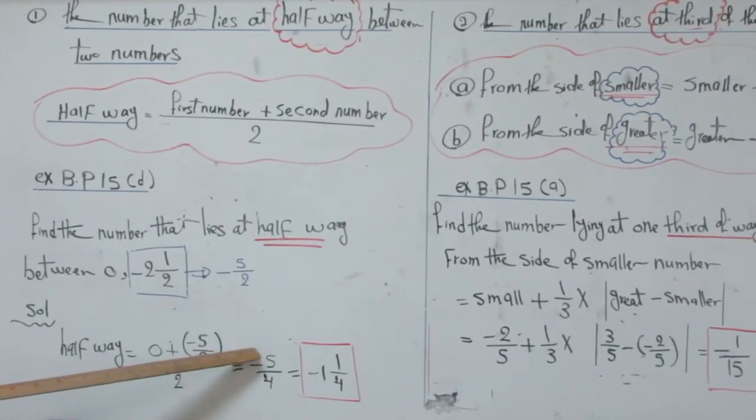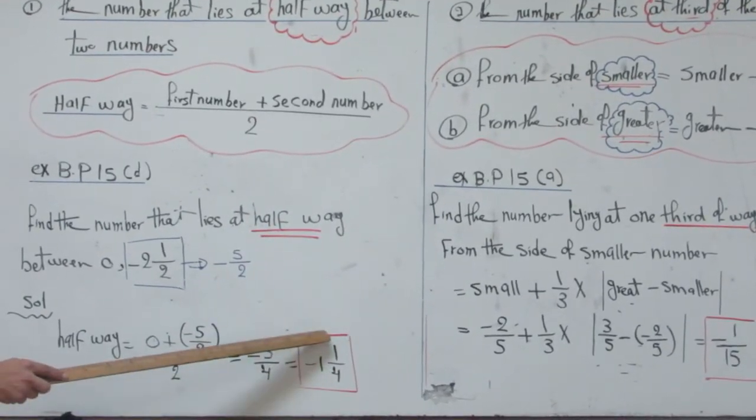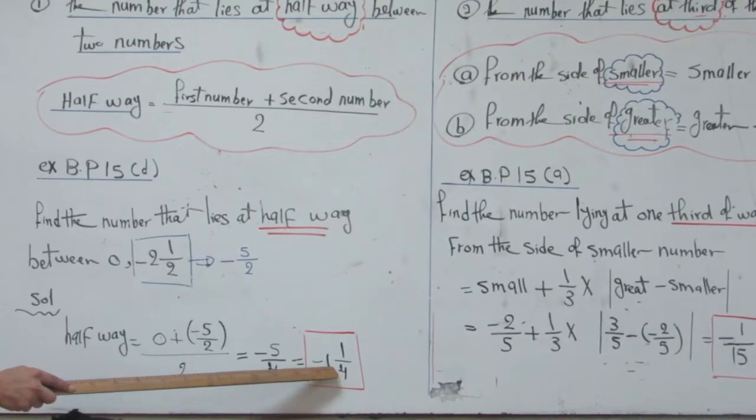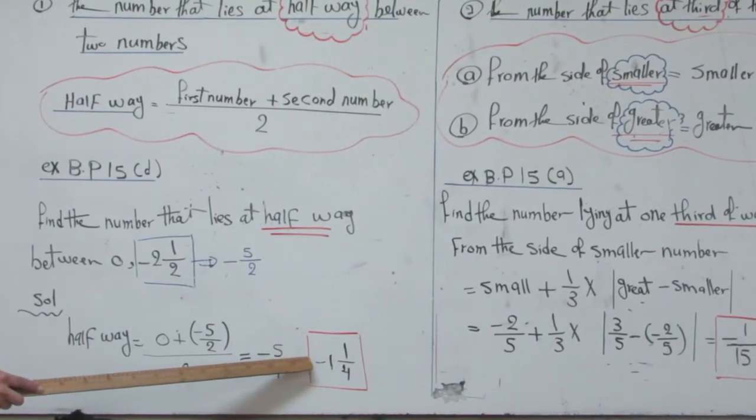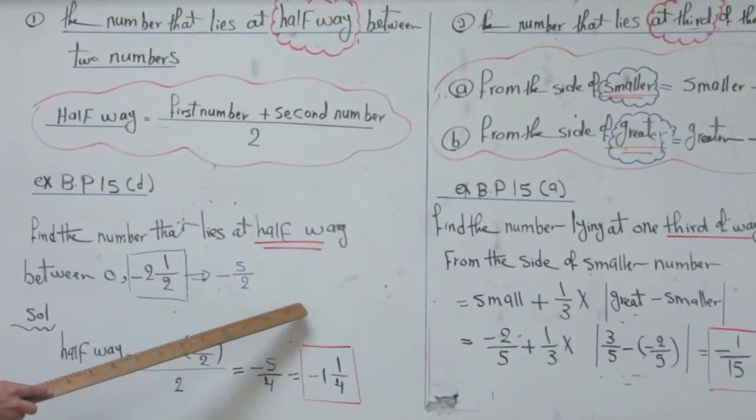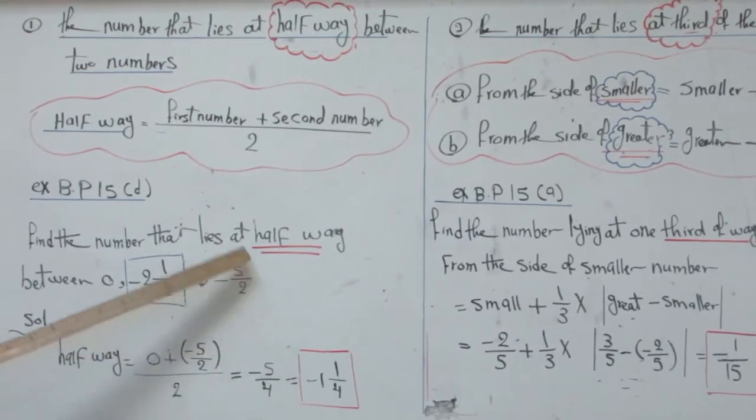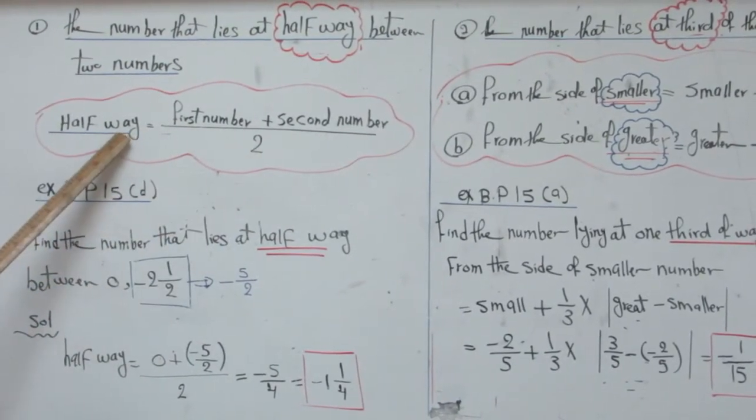Negative 5 over 4. If I want to change it to a mixed number, it's okay: negative 1 and 1 over what? 4. If I want to get the number at the halfway between, for example, 8 and 10, I will make 8 plus 10, all of them divided by 2. It will be 9. It's very easy. First number plus second number over 2 is called what? Halfway.